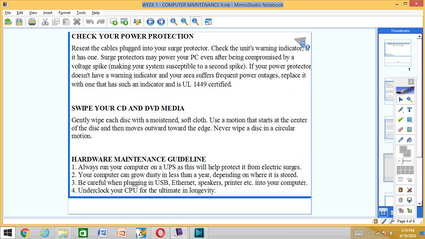Check your power protection. Always check the protection of your device to avoid entry of high or too low voltage which could damage the computer device. Protect it using a voltage or current regulator such as stabilizer.